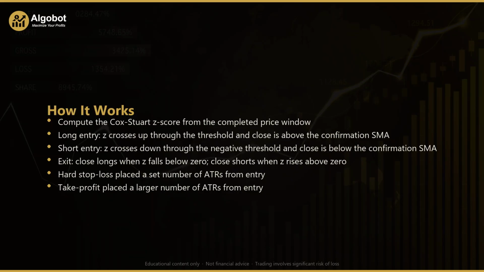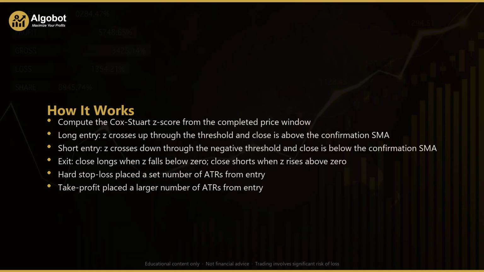Let's walk through the exact logic step by step. On each newly completed bar, the EA recalculates three things: the Cox Stuart z-score we just described, a fast confirmation moving average, and an average true range value used for risk sizing. Everything is measured on closed bars, so nothing repaints. The z-score is the engine of the system. To enter a long position, two conditions must line up at the same time. First, the z-score has to cross upward through the positive entry threshold, which by default is 1.6, a level that corresponds to roughly 95% statistical confidence that an uptrend is present.